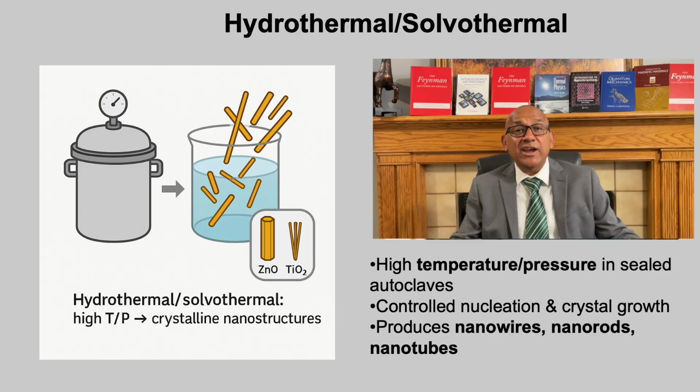By adjusting reaction parameters such as temperature, time, and solvent type, we can selectively produce nanowires, nanorods, or nanotubes. This method is particularly useful for synthesizing oxides, sulfides, and other inorganic nanomaterials with well-defined shapes and high crystallinity. It is widely applied in photocatalysts, energy storage, and nano devices.